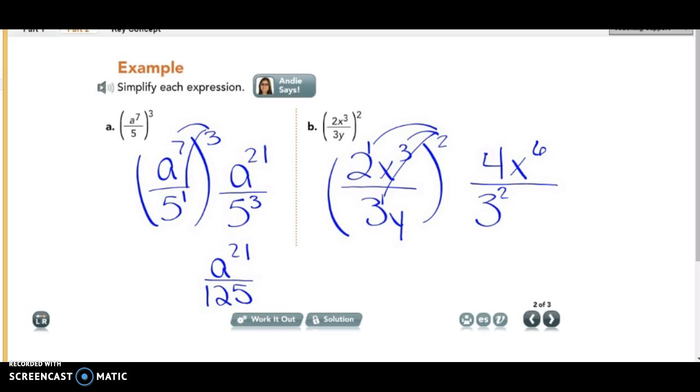squared times y to the first power squared. So with this, I'm going to have 4 x to the 6th, and then I'm going to have 9y squared. Now I can't reduce anything because I have different bases. So this is as far as I can go.